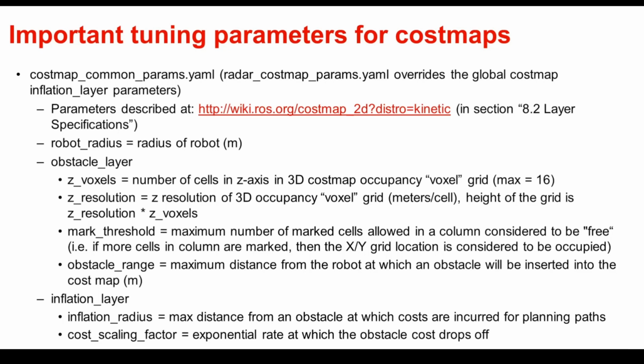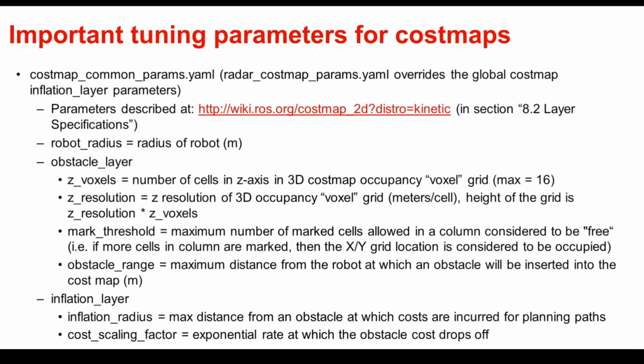There's also a concept of an inflation layer in RobotOS, which is the distance around an object that the robot will attempt to avoid going into. The inflation radius is the max distance from an obstacle at which costs are incurred for planning paths. So therefore, when the robot is planning a path, as it gets closer to an obstacle in the cost map, it considers that area to be more and more expensive for path planning purposes, and thus tries to avoid it.